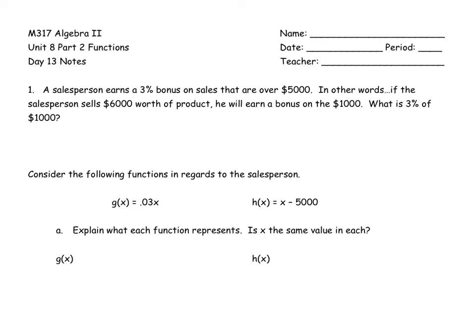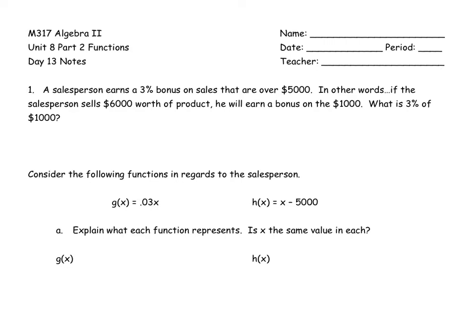Okay, today's notes are a little bit tricky. What we're going to do is composition of functions, that f of g of x and g of f of x idea, but with word problems. So the first one says a salesperson earns a 3% bonus on sales that are over $5,000.